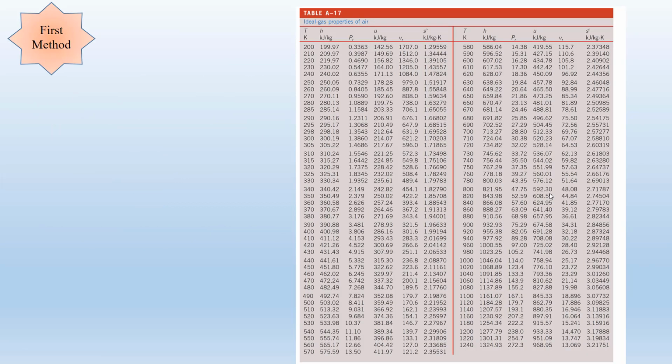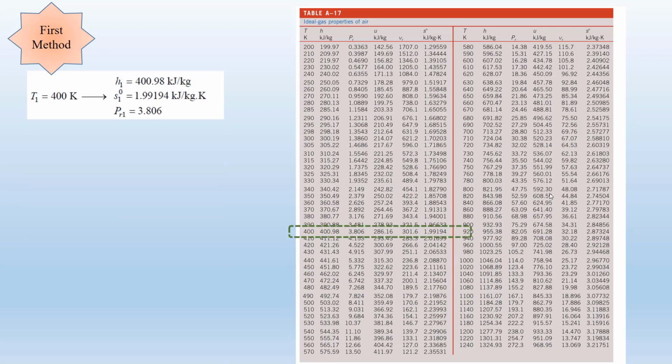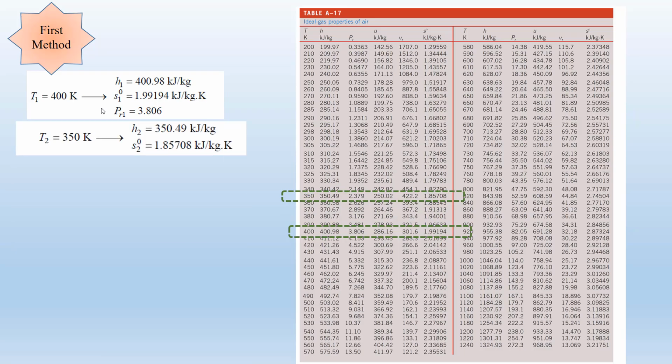This is the first method. You can use table A17 to find the enthalpies. The first temperature is 400, so from 400 you can find H1. You can report S naught 1 and also PR1. We will use this information in the next steps. For the second one, the temperature is 350, so you can find the enthalpy and S naught for the second state.